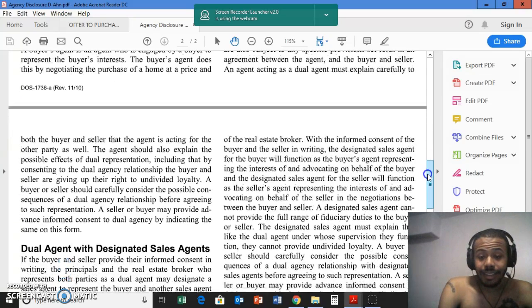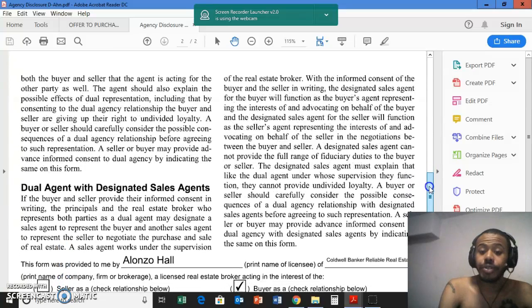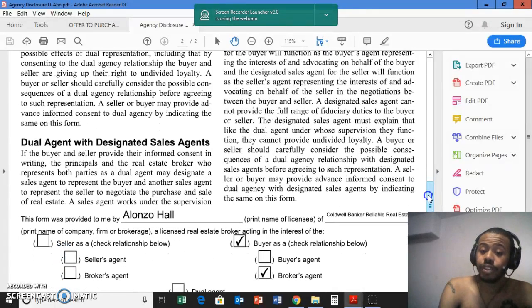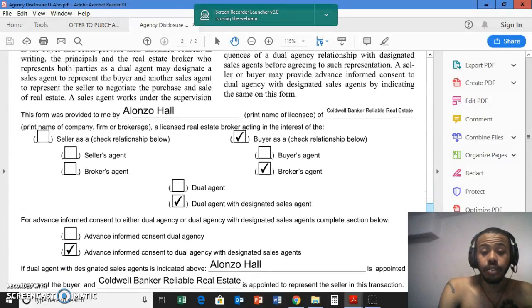A designated sales agent cannot provide the full range of fiduciary duties to the buyer or seller. The designated sales agent must explain that, like the dual agent under whose supervision they function, they cannot provide undivided loyalty. A buyer or seller should carefully consider the possible consequences of a dual agency relationship with designated sales agents before agreeing to such representation. A seller or buyer may provide advanced informed consent to dual agency with designated sales agents by indicating the same set forth on this form.